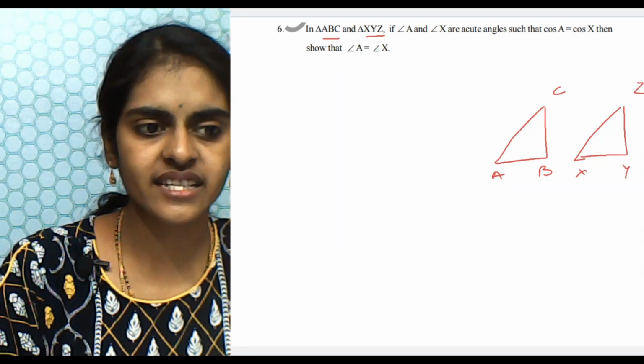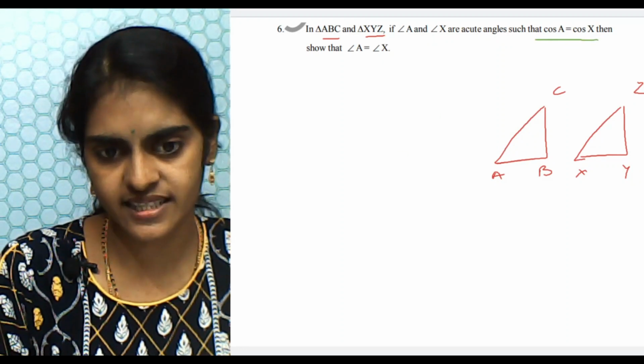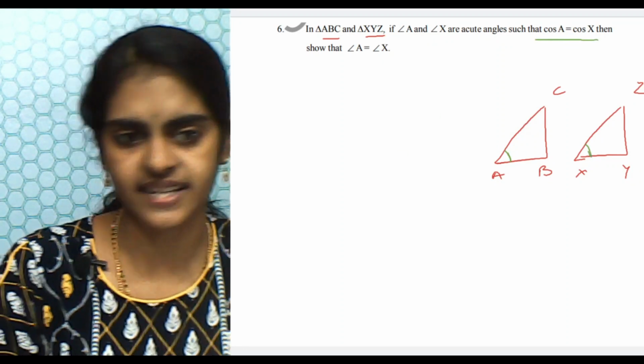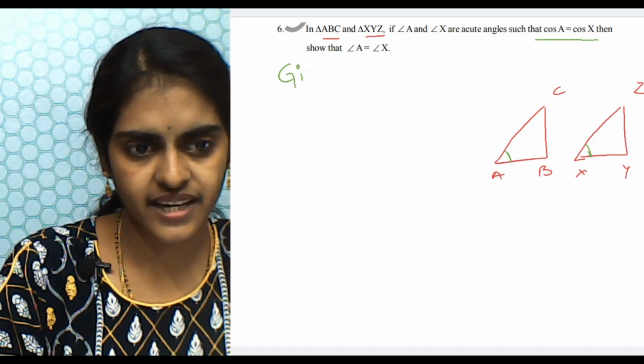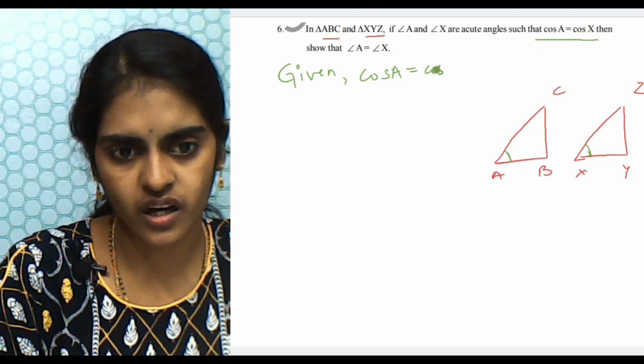This is triangle ABC and XYZ. Right? So what is given? It is given that cos A is equal to cos X. So let us write, given cos A equals cos X.